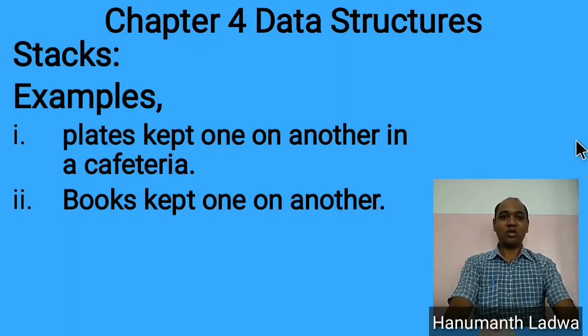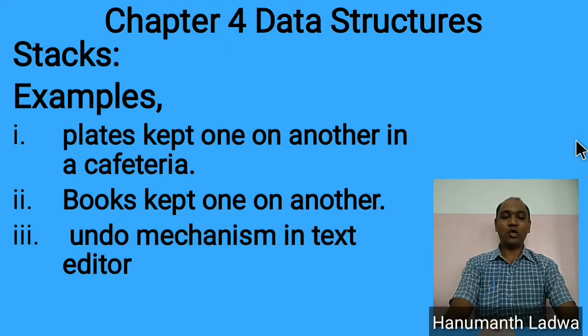Books that are kept on one another. In order to remove any of the books which is below the top, we have to remove the top book first, then we can take the book which is required. Not only that, even the undo mechanism in a text editor: normally we press Ctrl Z, which means what? We get back to the previous state. Here this uses the stacks.